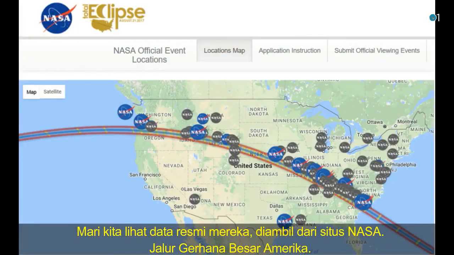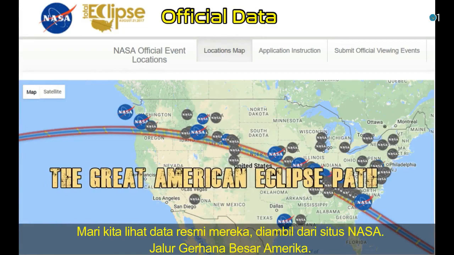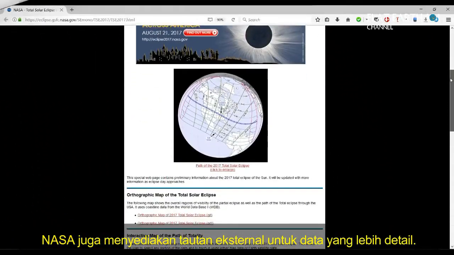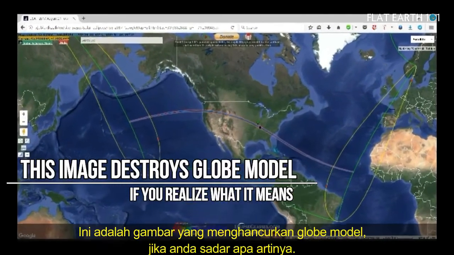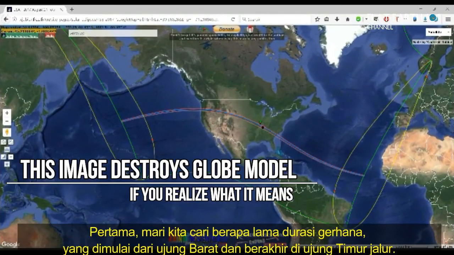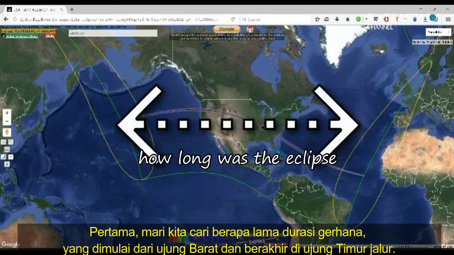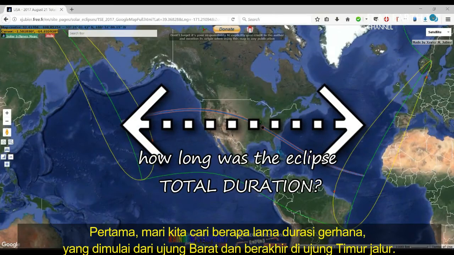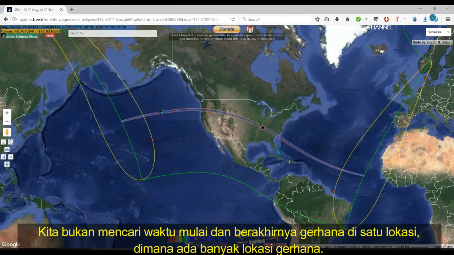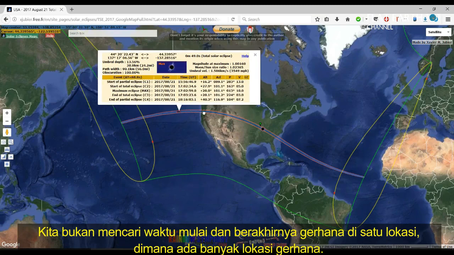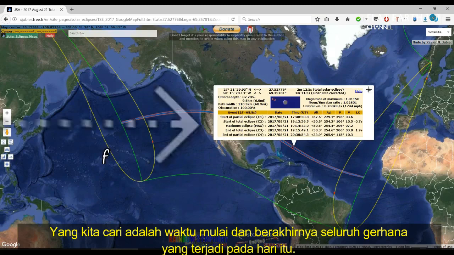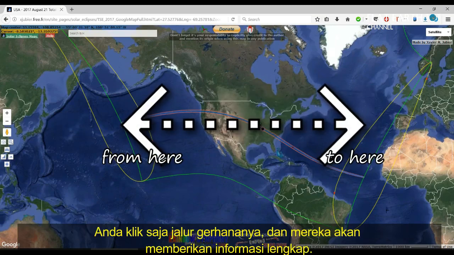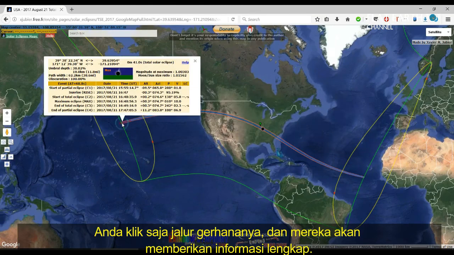Let's take a look at their official data taken from NASA's website, the Great American Eclipse Path. NASA also provides external link for more details. This is a picture that destroys globe model if you understand what it means. First, let's find out the eclipse duration that began at the far west and ended at the far east. We're not looking for eclipse beginning and ending in one location, as there are so many locations. What we're looking at is the beginning and ending of the whole eclipse that happened on that day. You just click the path and they give you complete information.